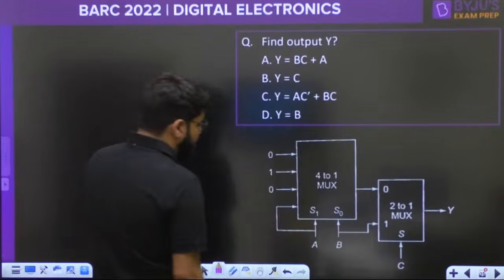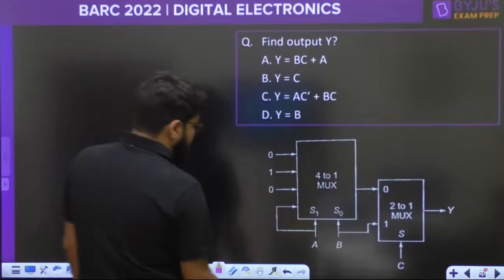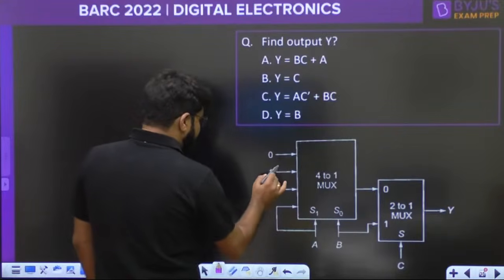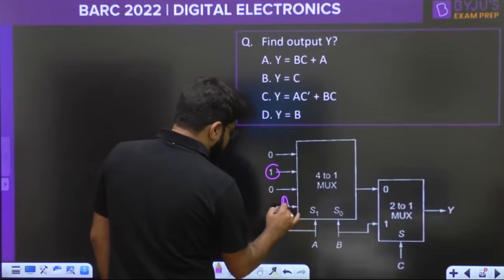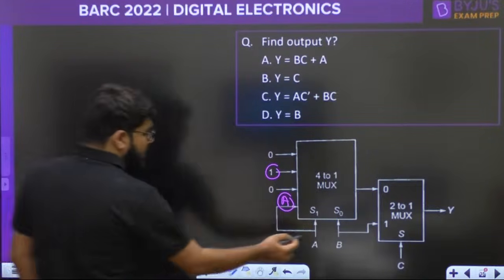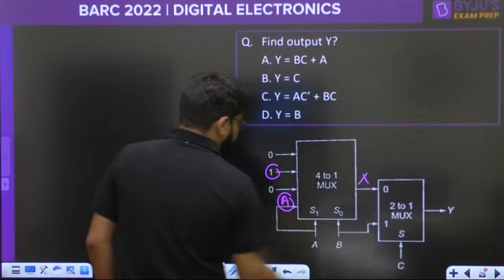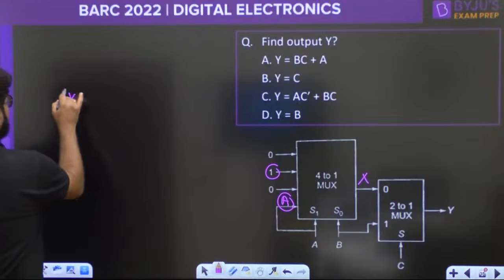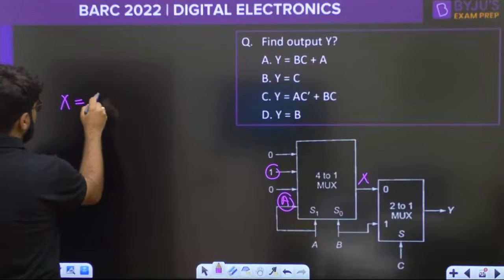Find the output Y. See, the zeros we will discard. Only consider 1, and this part is equal to A. Let's say this output is not named, so let's say this is X. So what is the X? X is equal to 0, 1.